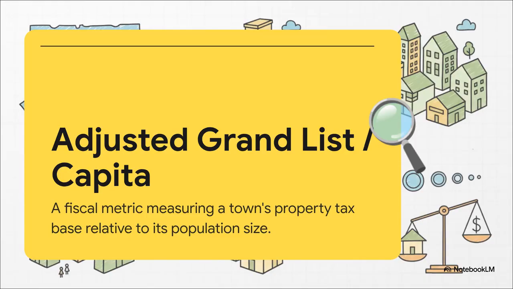So what is this yardstick? It's called, and get ready for this, Adjusted Equalized Net Grand List Per Capita. Yeah, I know it's a mouthful, but don't worry about the name. All it really is, is a fancy way to measure a town's financial health. It just compares its property tax base to its population. At the end of the day, it's all about a town's ability to pay its bills.